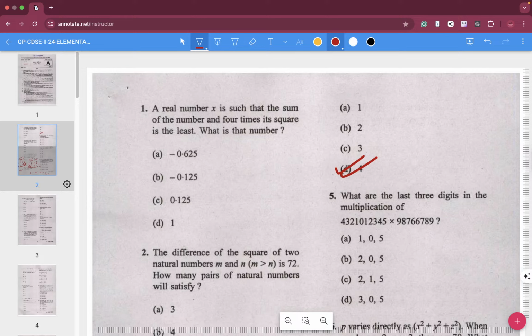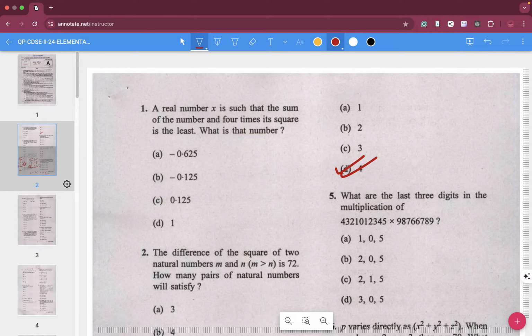Are you guys understanding all of this? Write down in the chat. Not so difficult one for sure, okay?